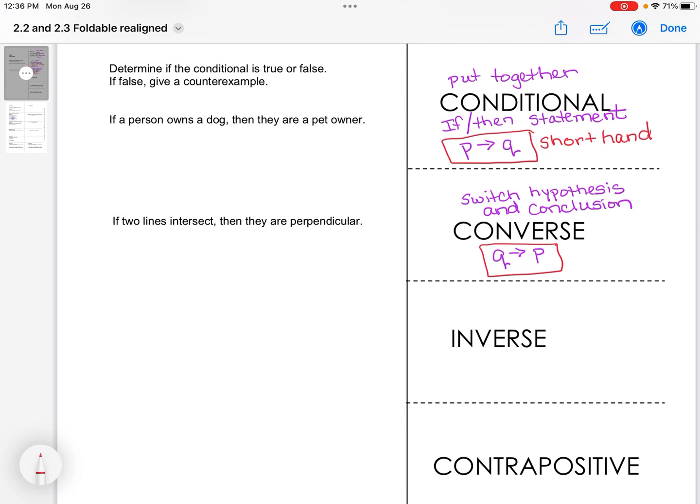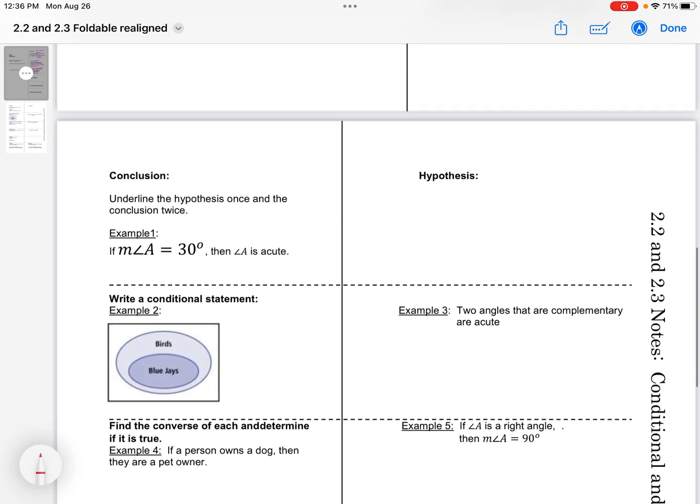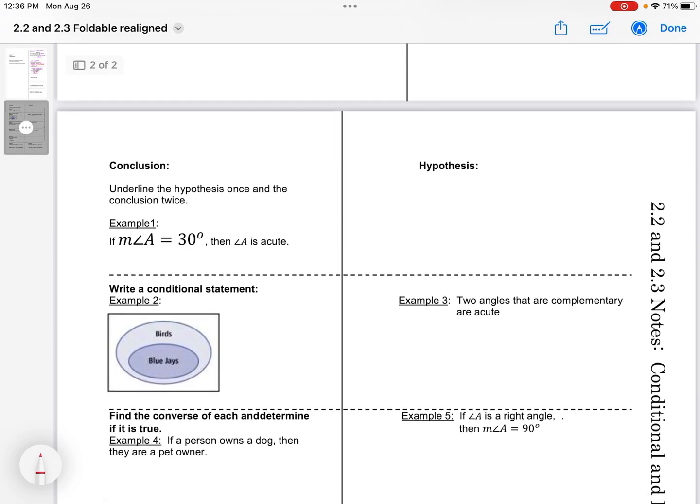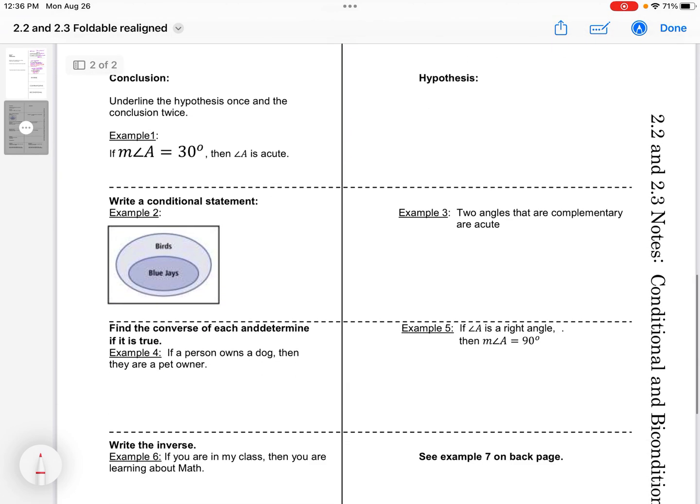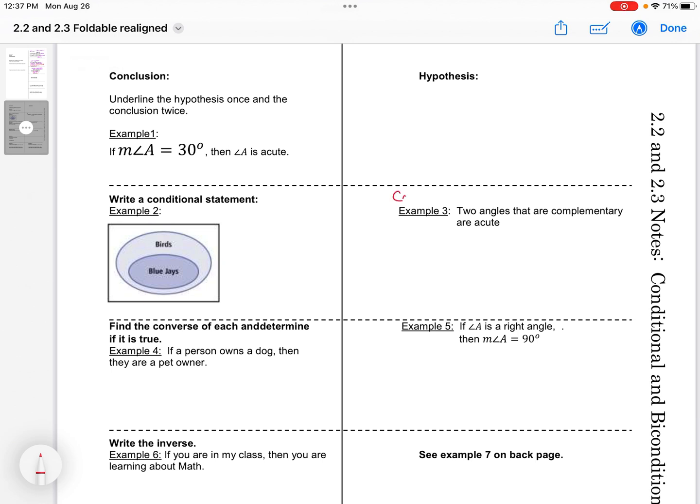I'm trying to think what's easiest to do. Let's go down to the bottom, and example number 3 goes with conditional. So basically, this is your conditional that we're going to do an example. If you open up your foldable, this should be underneath conditional. And we have that sentence, but there's no if-then. So we're going to rewrite it.